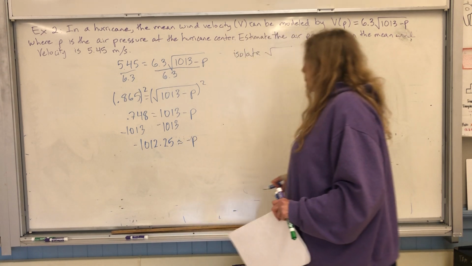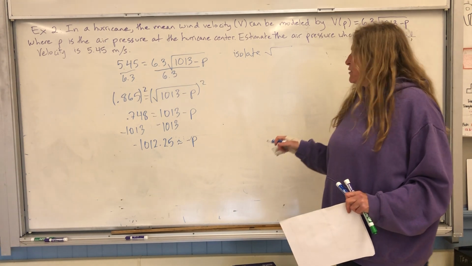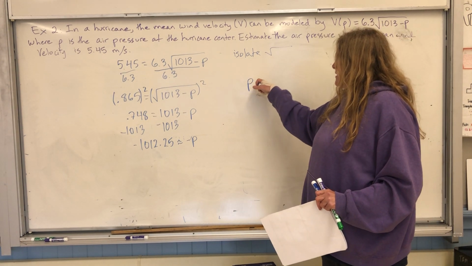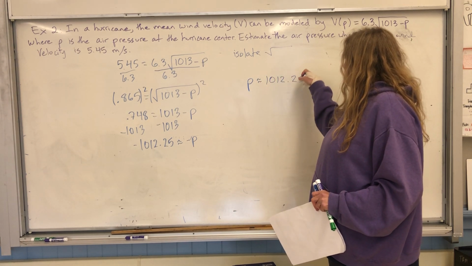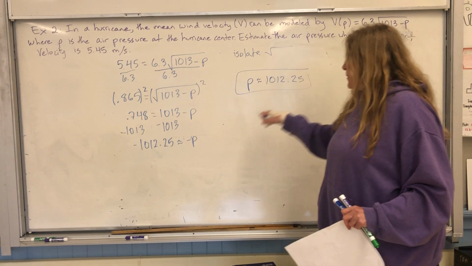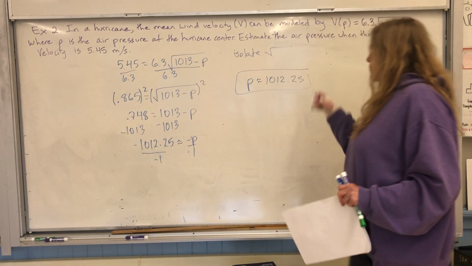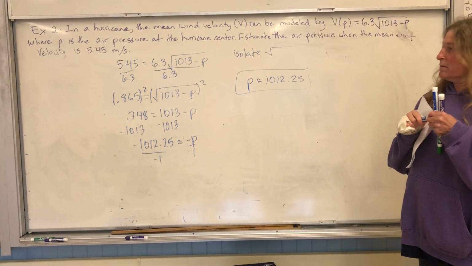Okay, so I end up with approximately 1012.25. Now that's negative, but it's equal to negative p. So I can assume that p here, if I divide both sides by -1, right, I end up with that. So there's your real life application.